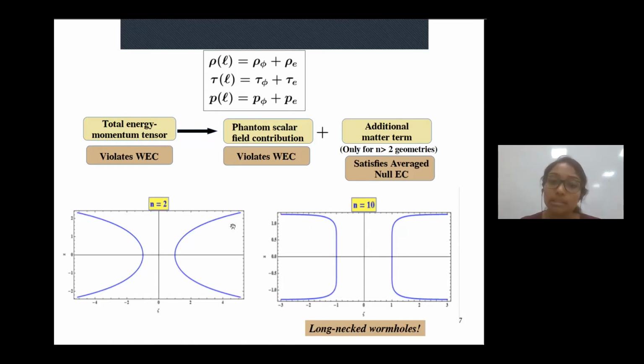You can contrast this with the n equal to 2 or the Ellis-Bronnikov case, where the flaring out happens just from the throat. In the n equal to 2 case, this additional matter term is not present, and hence the flaring out happens just from the throat. So in essence, we can call these n greater than 2 geometries long-necked wormholes.